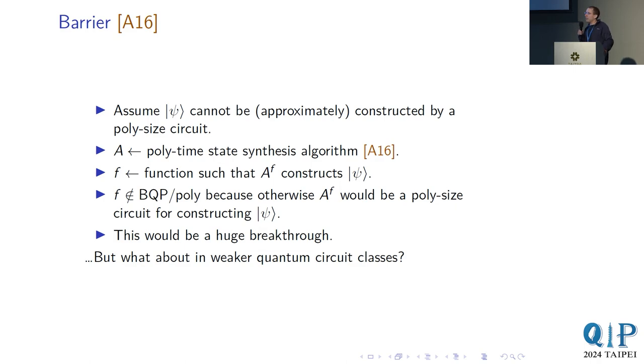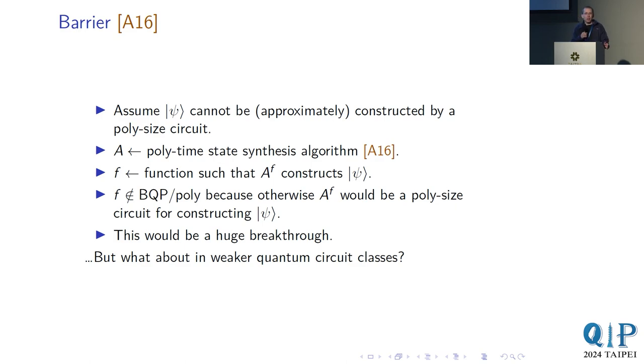Then let A denote the state synthesis algorithm that grows the state one qubit at a time. Let F be the function such that A with query access to F constructs psi. So F just encodes the conditional amplitudes of psi. Then we know that F does not have a poly-sized quantum circuit. In other words, F is not in BQP/poly, because otherwise you could just plug that circuit implementation for F into A, and you would get a poly-sized circuit for constructing psi, which we've assumed doesn't exist. And so the takeaway would be that F cannot be computed by a poly-sized circuit. And this would be a huge deal.